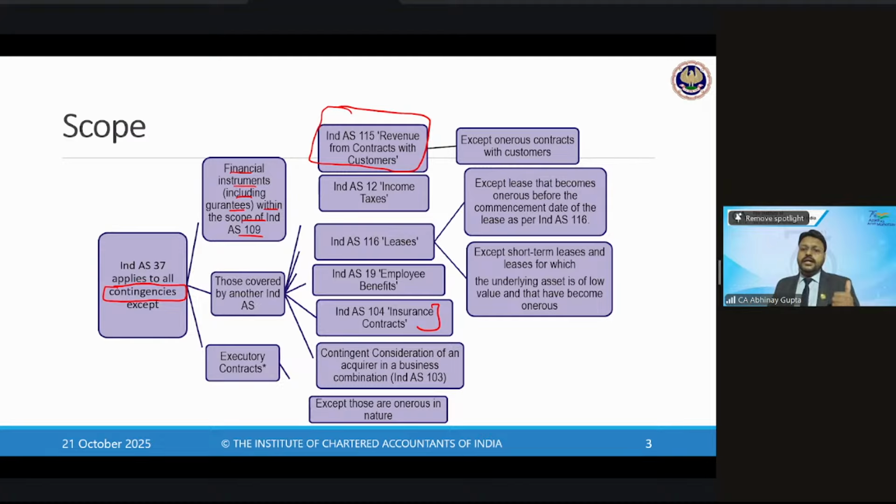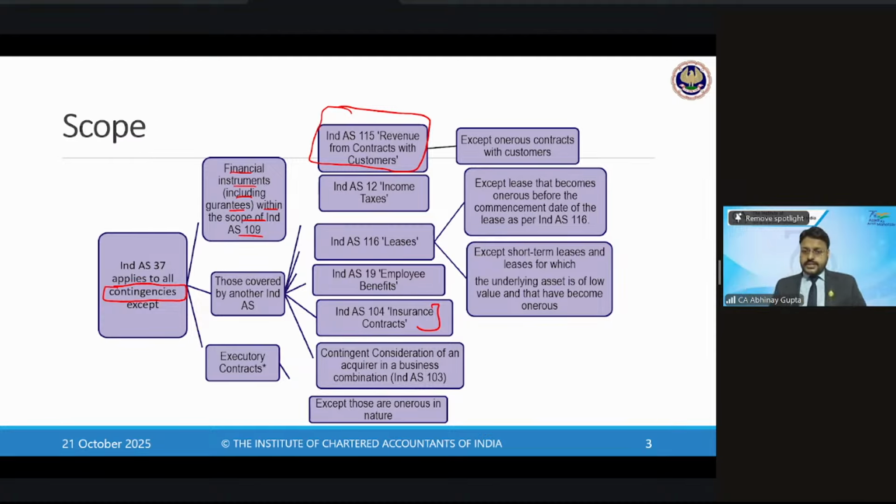Then there are certain contingent considerations under Ind AS 103, which is business combinations. Whenever a company is acquiring another company, there are two parts of the consideration. One is paid upfront. For example, a 100 crore deal has been agreed upon. Out of this, there are two parts: 100 crore is the fixed consideration, and there is an additional consideration which becomes payable provided certain conditions are met.